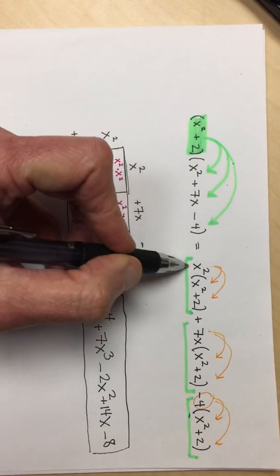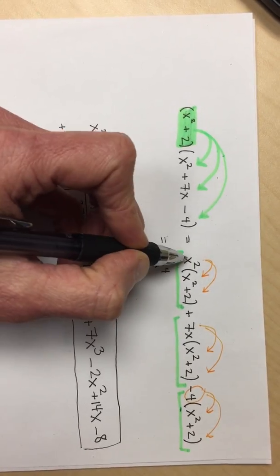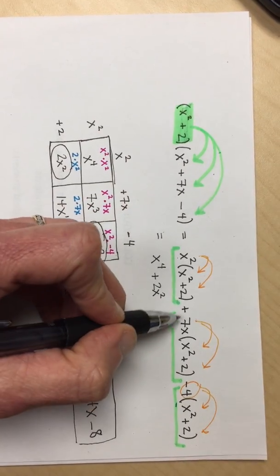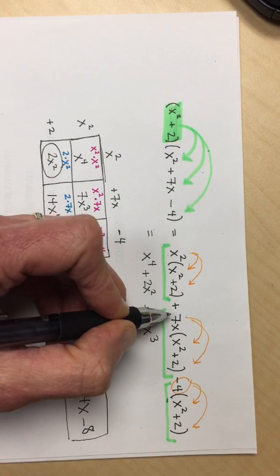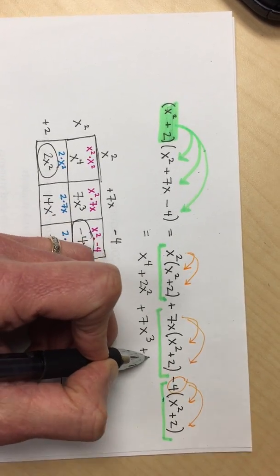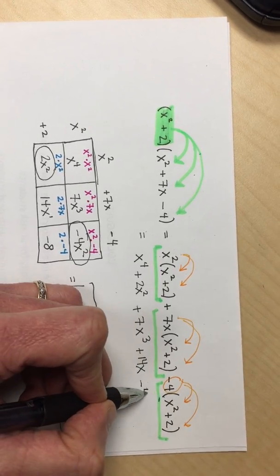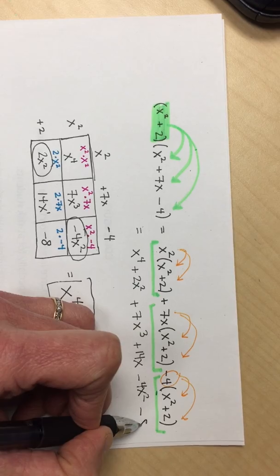And I would have gotten the same thing up here just to verify. X squared times x squared is x to the 4th. X squared times positive 2 is positive 2x squared. Positive 7x times x squared is positive 7x cubed. Positive 7x times positive 2 is positive 14x. Negative 4 times x squared is negative 4x squared. Negative 4 times positive 2 is a negative 8.